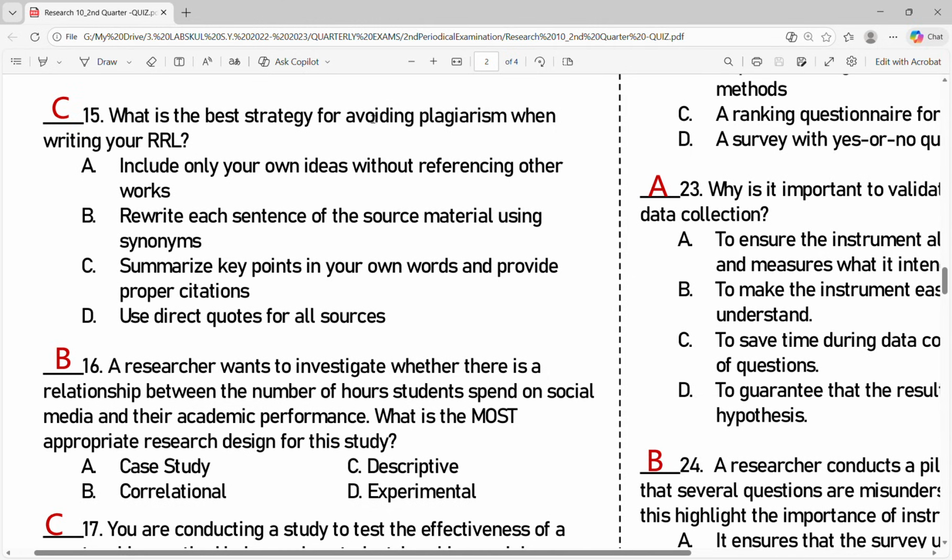Number 15. What's the best strategy for avoiding plagiarism when writing your review of related literature? I think I need not to expound on this because we've been discussing this the whole time.